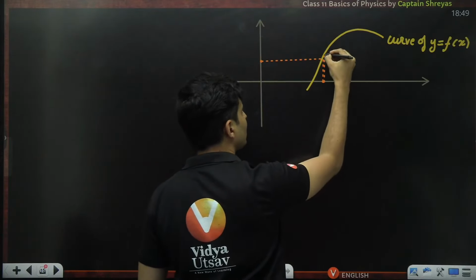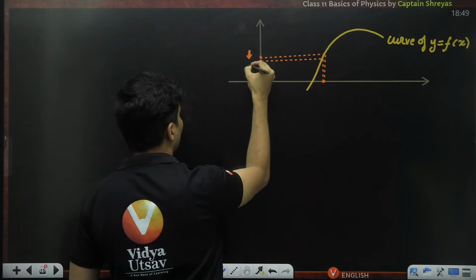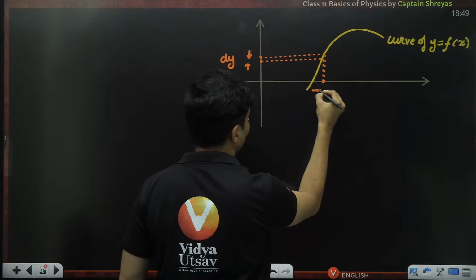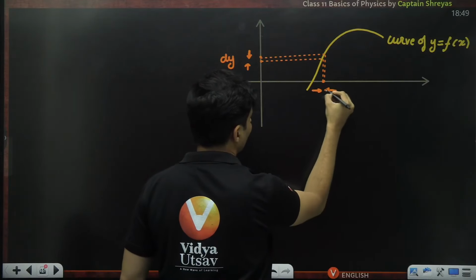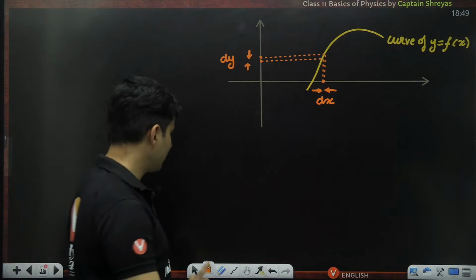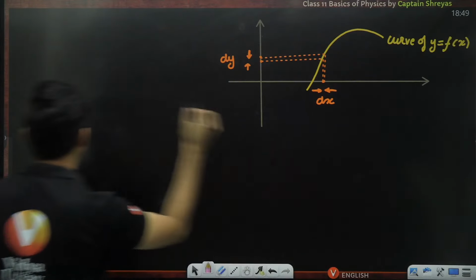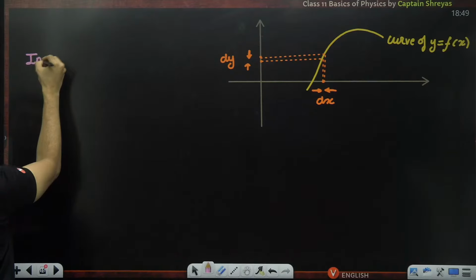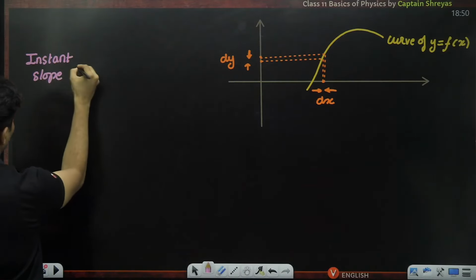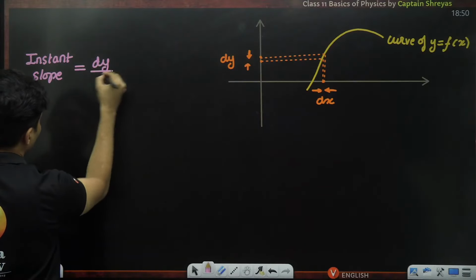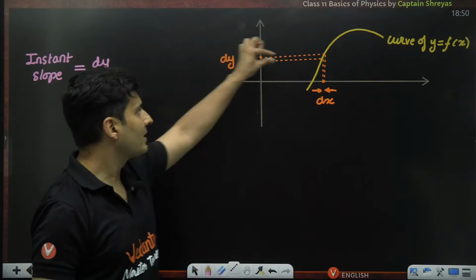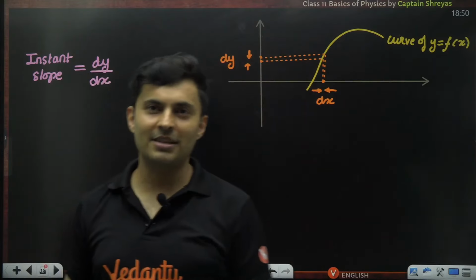So that difference which is now there on the y-axis, that is dy. The difference which is now there between the two points over here, that is basically dx. And then the slope that you will be measuring will be the instantaneous slope. And that would be dy by dx, a small change in y upon a small change in x.